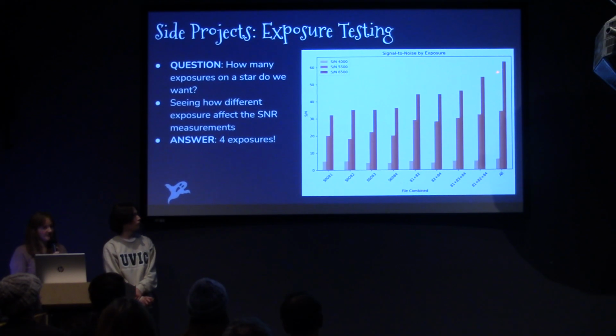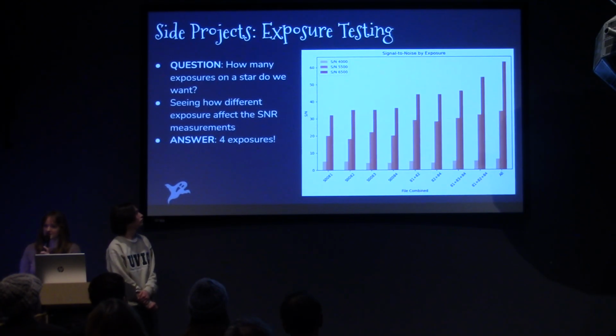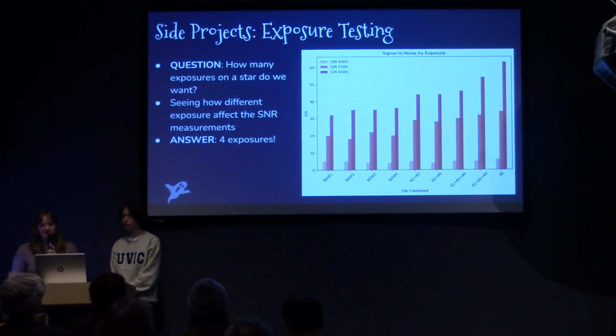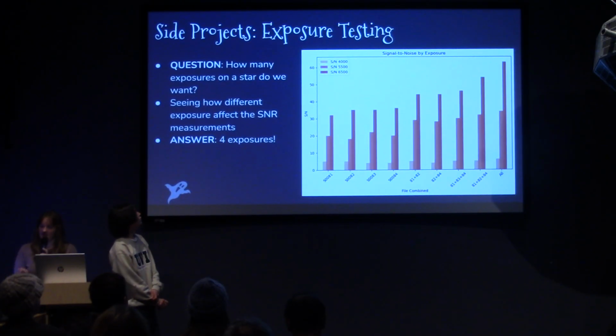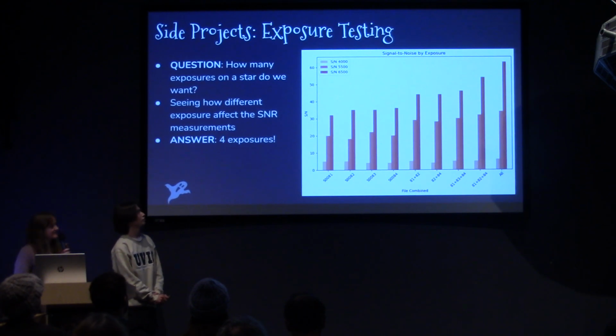And so I ran that through, and the idea was, can we get rid of one of our exposures so we have more time on other stars? And the answer was no. We need to keep those 4 exposures in order to have a high enough signal-to-noise ratio for the data that we're interested in. So that was a little bit of a side project that I had.